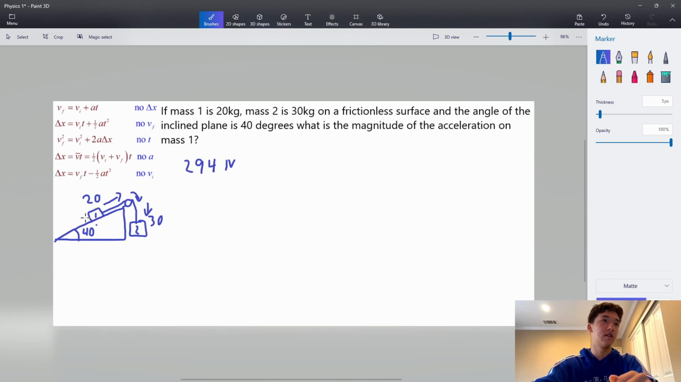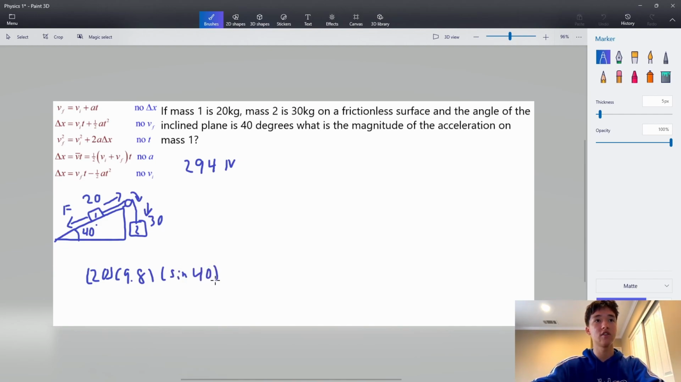Now, there's no friction, but just due to gravity, this mass right here wants to slide down the inclined plane, right? So we need to figure out this force right here that's causing it to want to slide down. Now, how do we find that? If you guys watch the inclined plane video, it is simply just going to be mg, right? So 20 times 9.8, and then multiplied by sine of 40 degrees, okay?